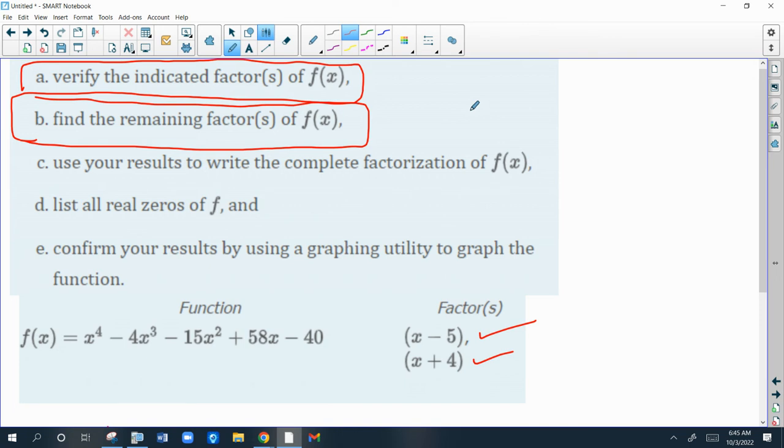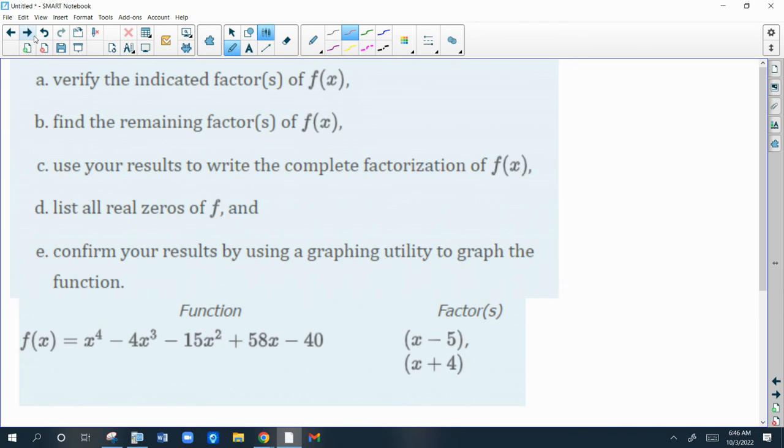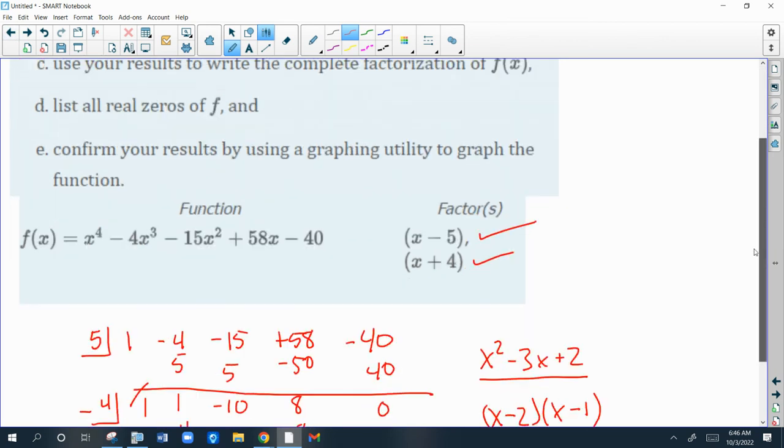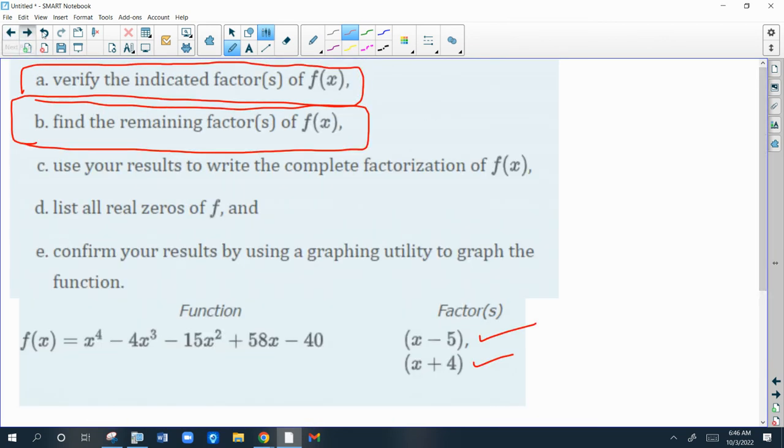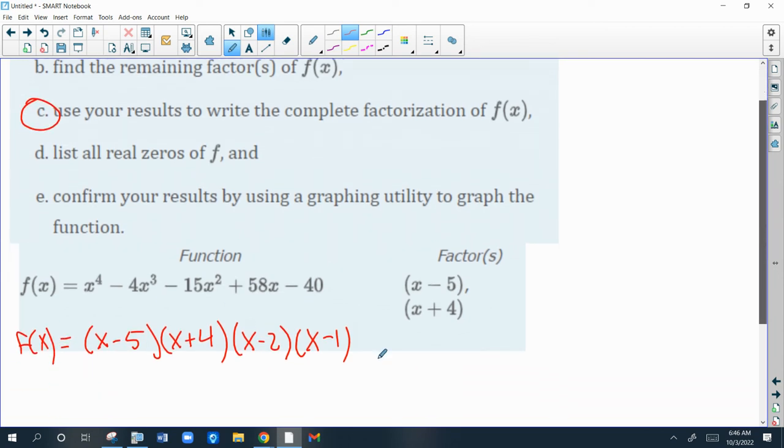So now we need to use our results to write the complete factorization of f. So let's do that right here. We have x minus 5 and x plus 4. That's what we started with. So I'm looking at C here. And then from our synthetic division, we found two other factors, x minus 2, x minus 1. And now we've just answered part C. We have the complete factorization of f right here.